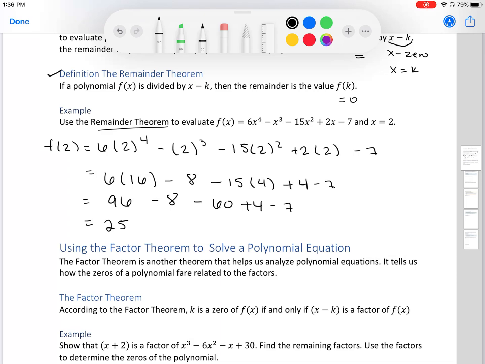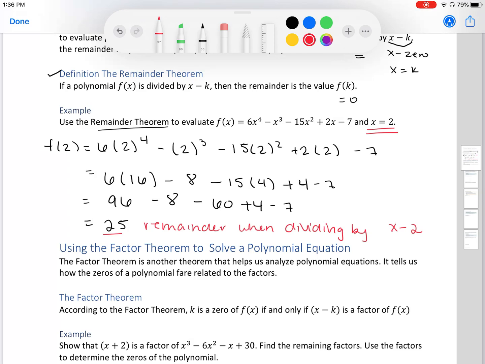So what does this mean? According to our remainder theorem, this right here is the remainder when dividing by x minus 2. Since we got x equals 2, that brings us to x minus 2. It's always x minus your number.